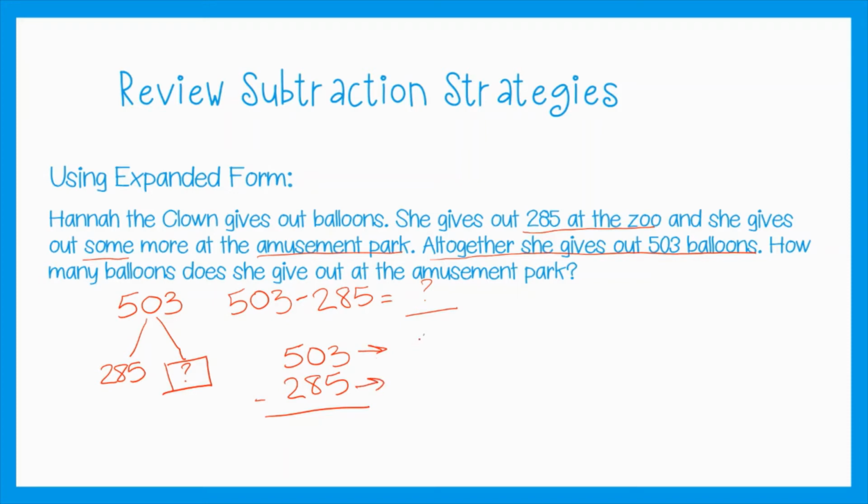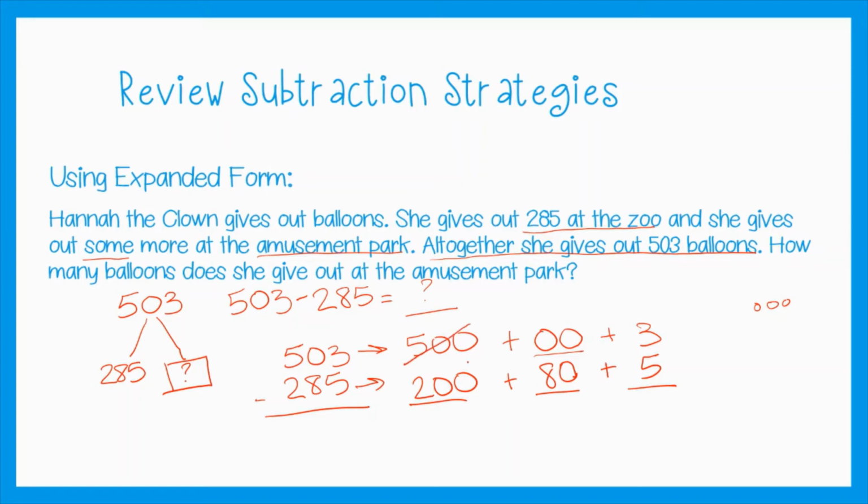So 500 plus 0 tens plus 3. And then 200 plus 80 plus 5. Let's fix that 0. And now we can subtract by our place values. So 3 minus 5. Can I do that? If I have 3 ones, can I take away 5? I can't. So I'm going to ungroup from my tens, except that I have 0 in my tens. So I'm going to ungroup from my hundreds.